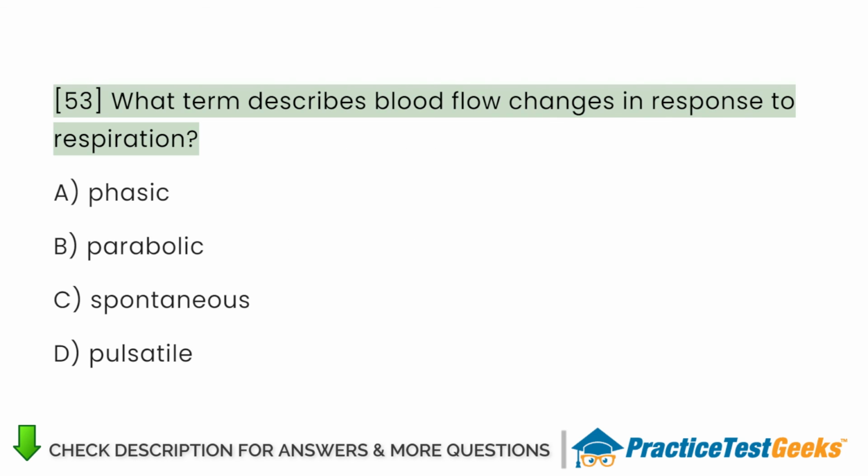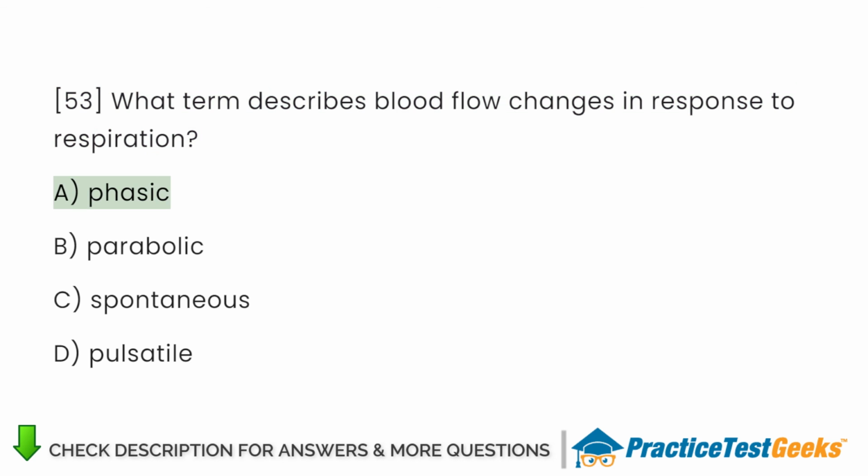What term describes blood flow changes in response to respiration? A. Phasic. B. Parabolic. C. Spontaneous. D. Pulsatile.